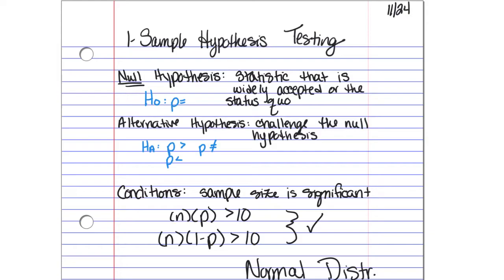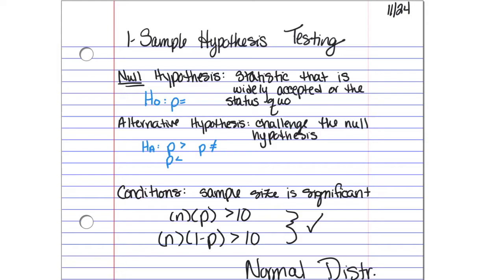And our alternative hypothesis is going to challenge the null hypothesis. It's something that we see that could be different, and we're going to challenge that null hypothesis using what we call an alternative hypothesis. Since an alternative hypothesis challenges a null hypothesis, we're going to see if our p-value is greater than, less than, or it could just not be equal to what is currently accepted or what is currently our status quo.